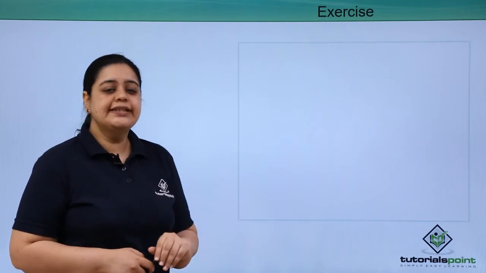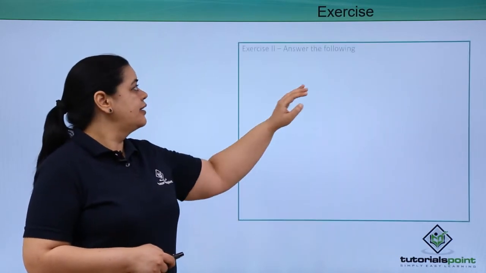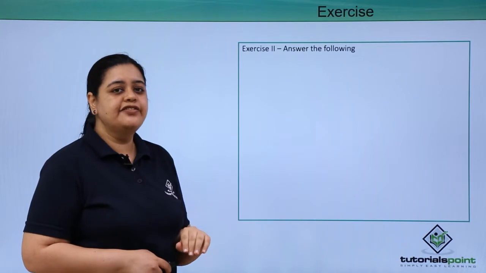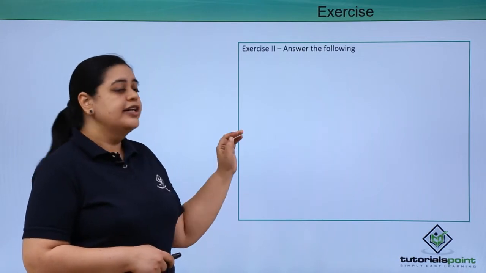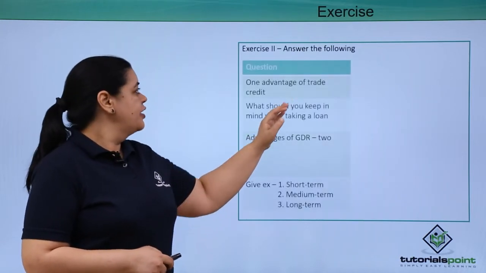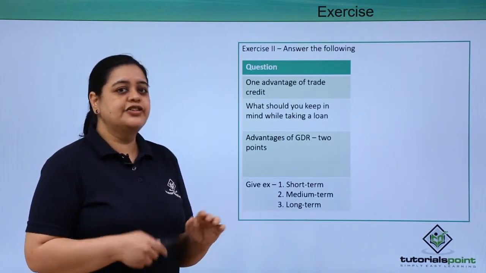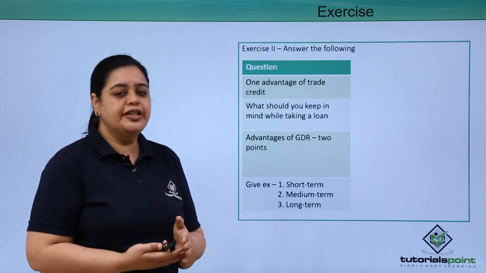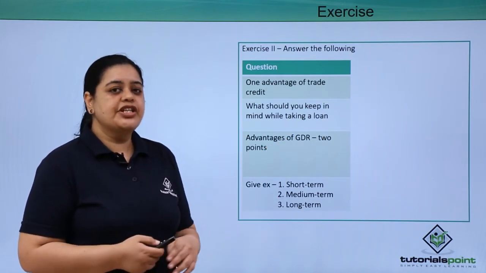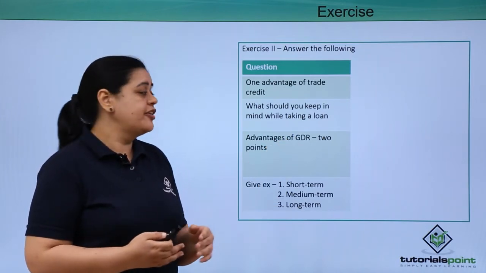Let's do exercise number 2. Now you have to again answer the following questions. Okay, so let's see what are the questions. What is the one advantage of trade credit? So we understood the merits, we understood the demerits. Now the question here to be answered is one merit of trade credit.